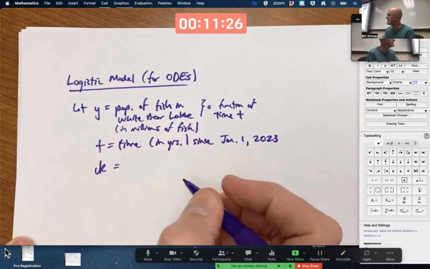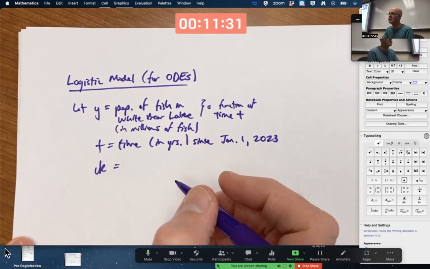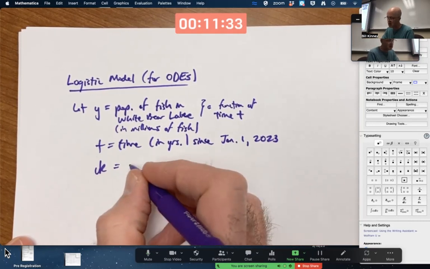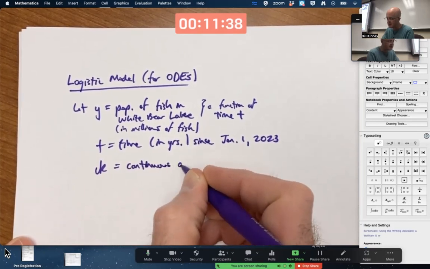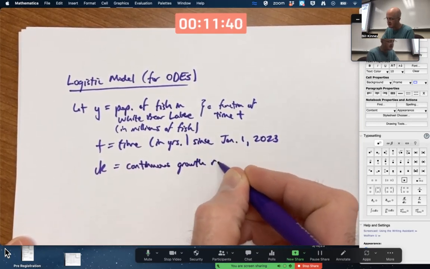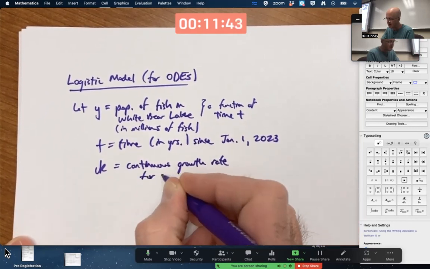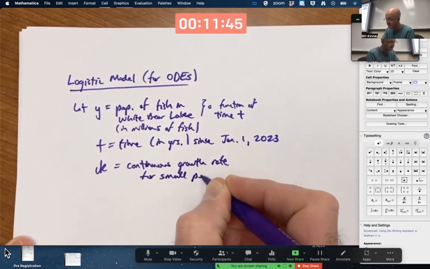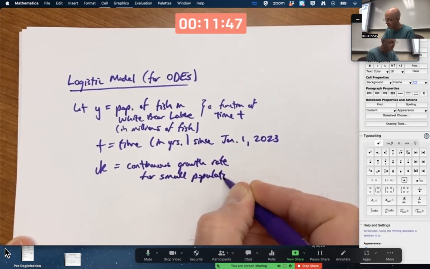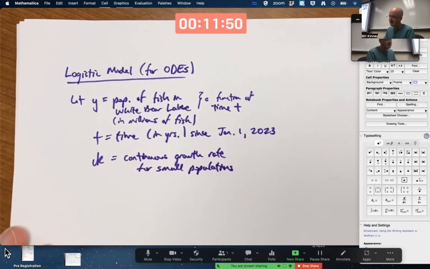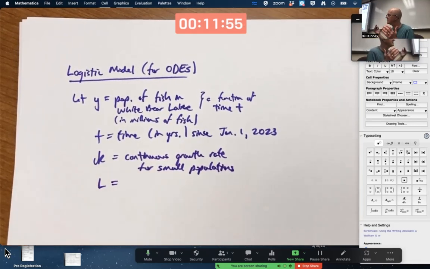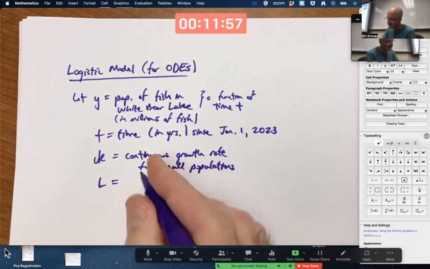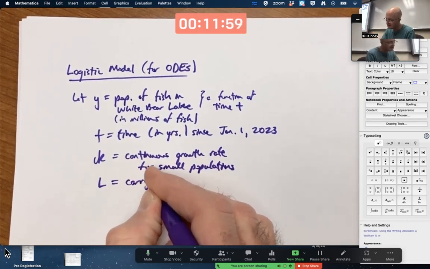be a parameter representing, well, you could call it the continuous growth rate for small populations, like close to 0. And maybe L for a limiting value on the number of fish, often called the carrying capacity of the lake. Carrying capacity.